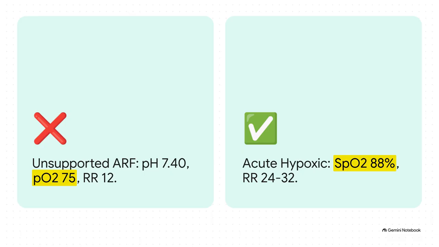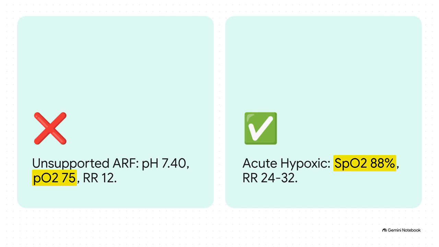If that's labeled as acute respiratory failure, you are wide open to a denial. True diagnostic parameters look entirely different. For hypoxemic or type 1 failure, we're looking for a PaO2 less than 60 millimeters of mercury and SpO2 less than 91% on room air or a PF ratio under 300.